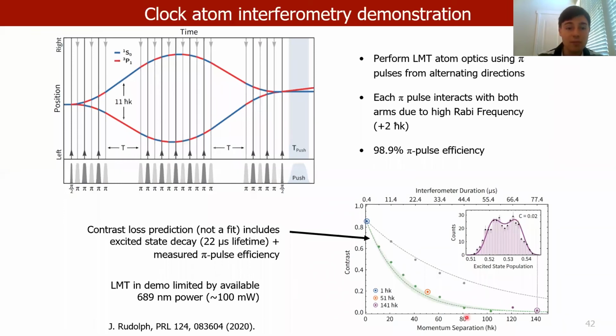And this plot shows the contrast as a function of LMT order. The interferometer maintains resolvable contrast all the way out to 141 h-bar-k, and the contrast decay is fully explained by the finite excited state lifetime and the pi pulse efficiency that they observed.